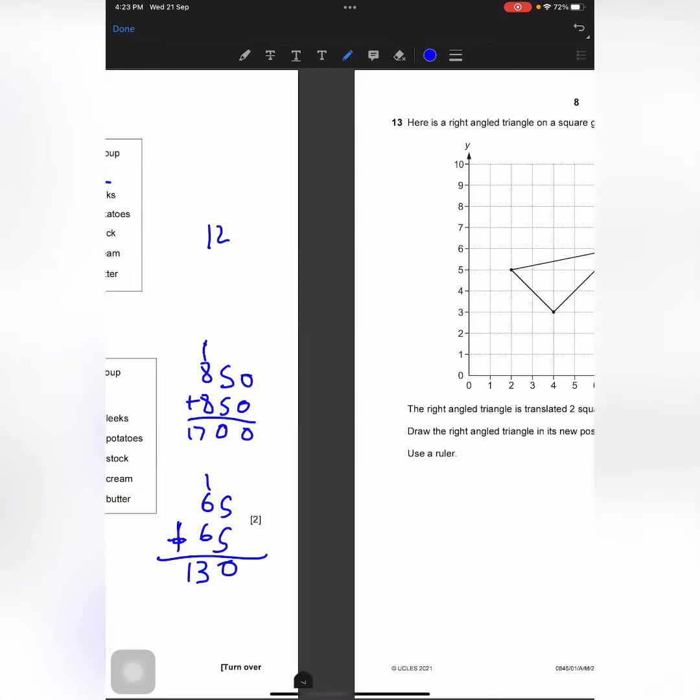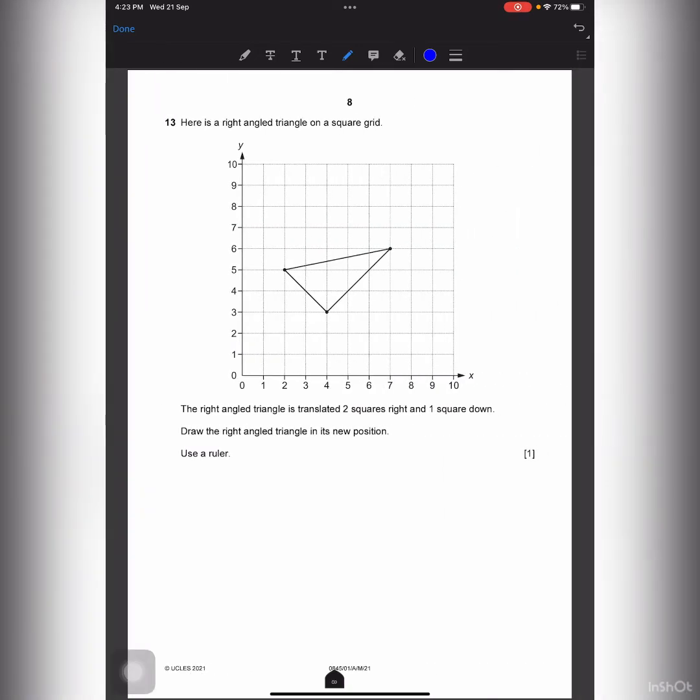130 grams. Next. Okay, here is a right-angled triangle on a square grid. You can see that. And this is the y-axis and this is the x-axis. Now, the right angled triangle is translated 2 squares right and 1 square down. So we have to keep this in mind. If we do not notice this, then our answer will be wrong.